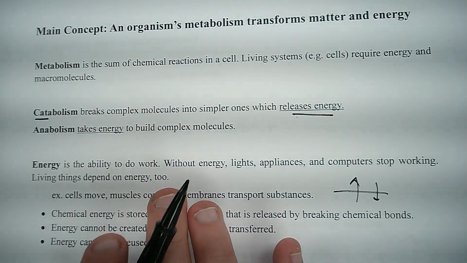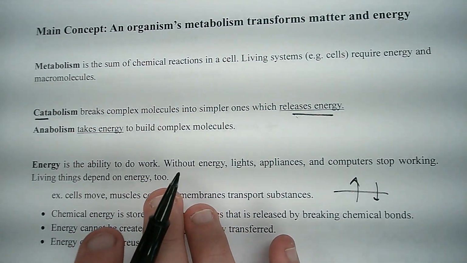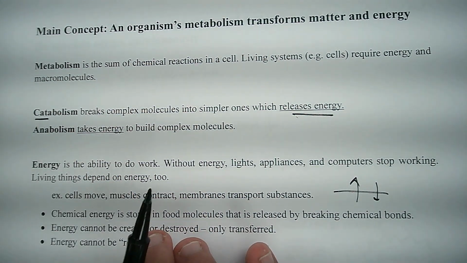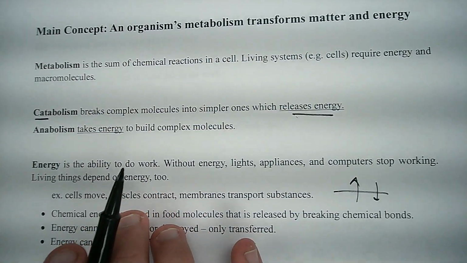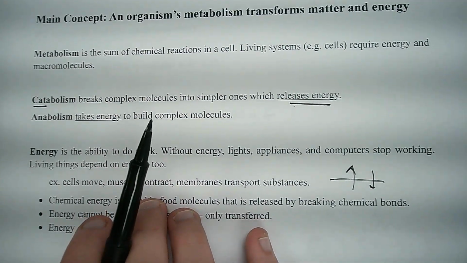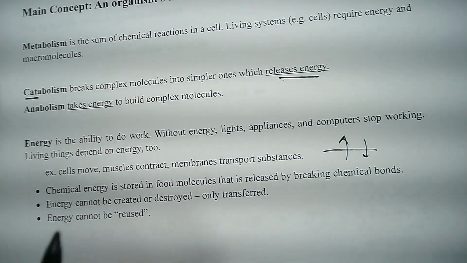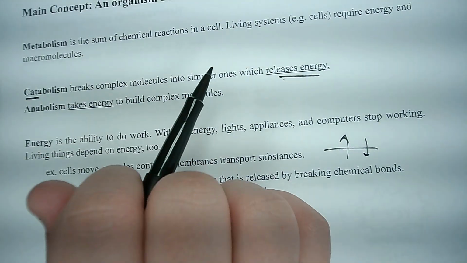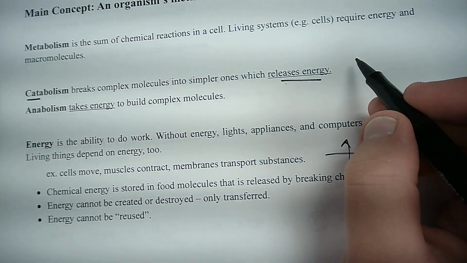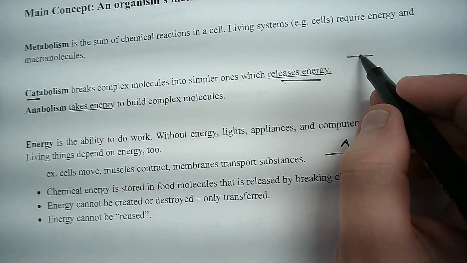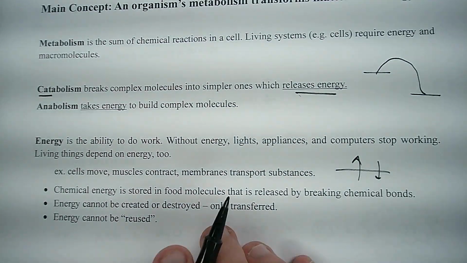Okay, in general, an organism's metabolism transforms matter and energy. Metabolism is the sum of chemical reactions in a cell. Living systems, like cells, require energy and macromolecules. Catabolism is the breakdown of molecules into simpler ones. This process releases energy. It's usually the reactants at the top and then the products at the bottom, at lower energy.